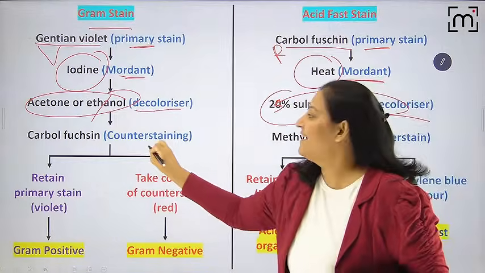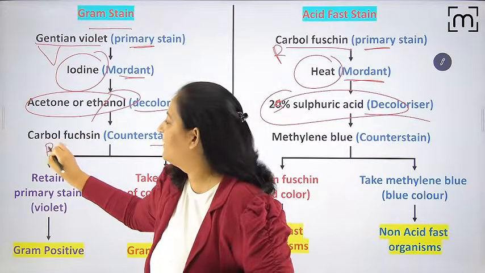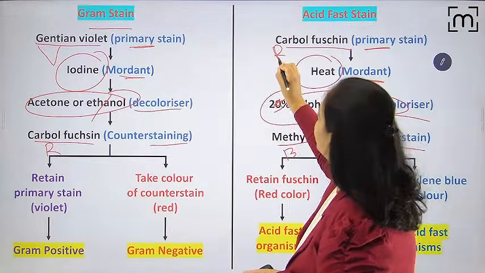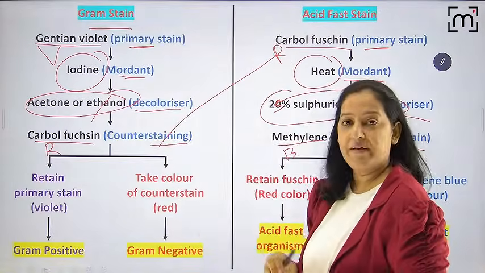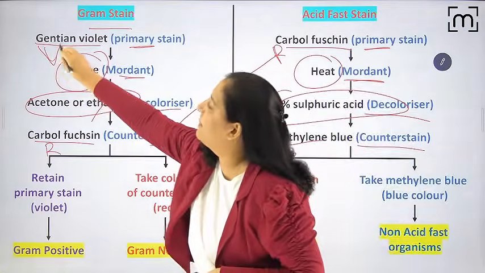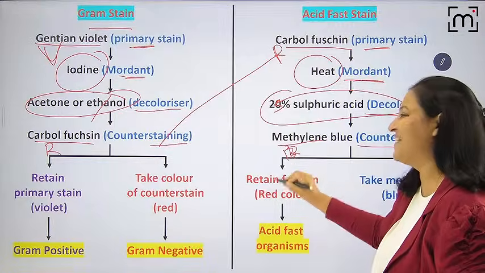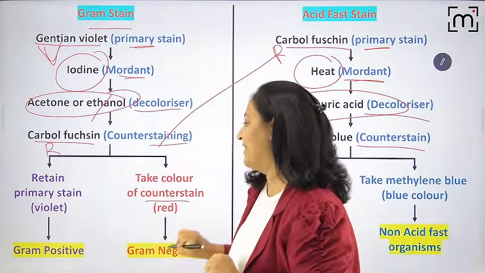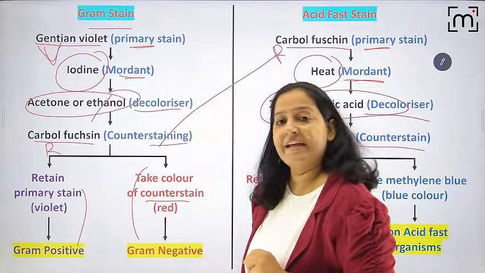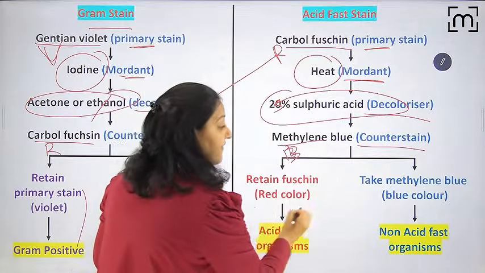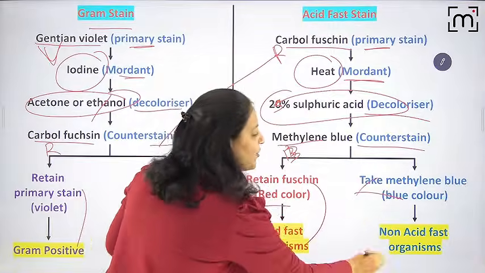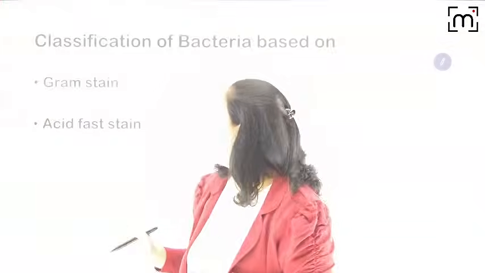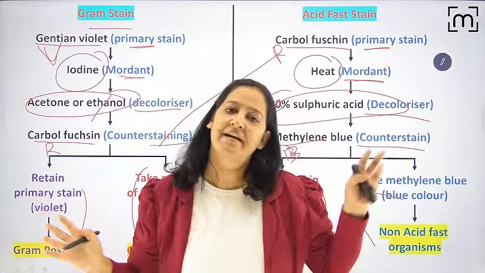What is the secondary stain? Here the secondary stain is red, carbol fuchsin. And here the secondary stain is blue. Appreciate, here primary is red, here secondary is red. Here primary is violet, but here secondary is not violet, it is blue. So here the two colors are violet and red: Gram positive, Gram negative. Here the two colors are red and blue: AFB, non-AFB. Got it? That is the complete 4 steps of the Gram stain and ZN stain.